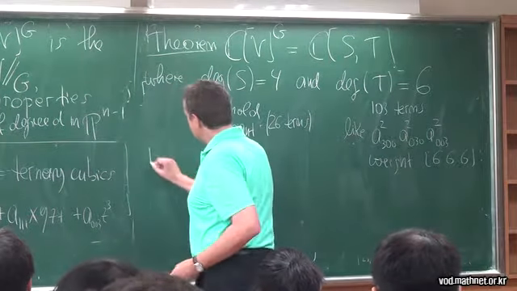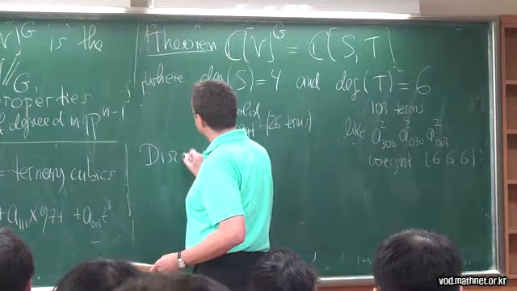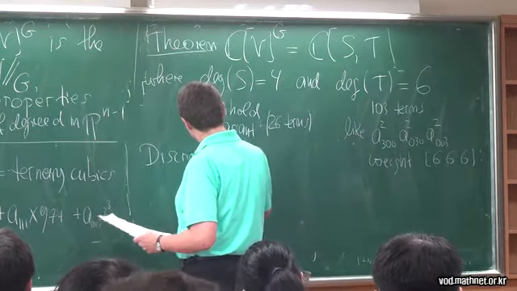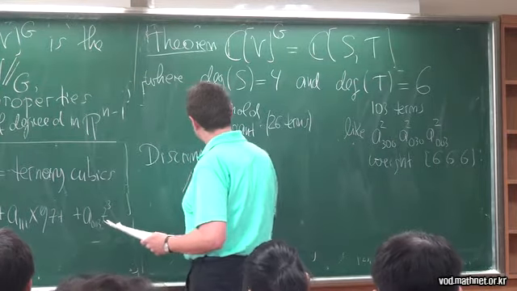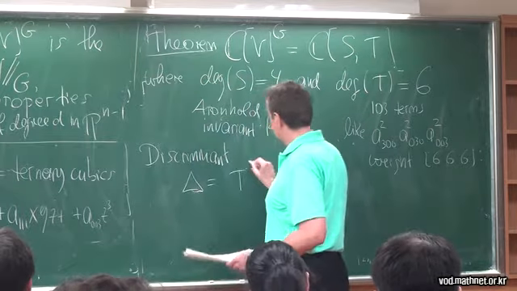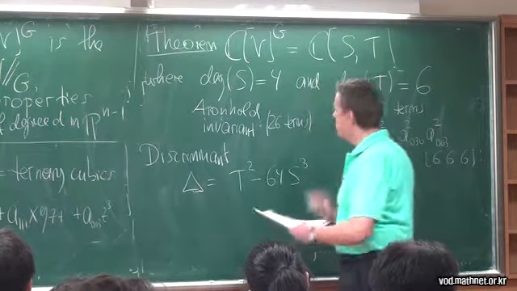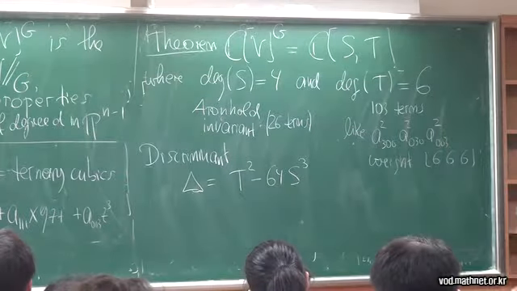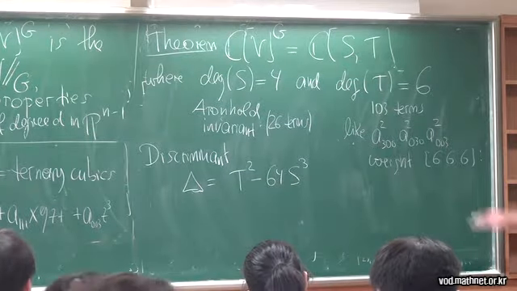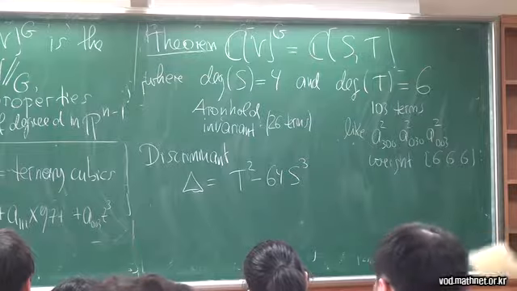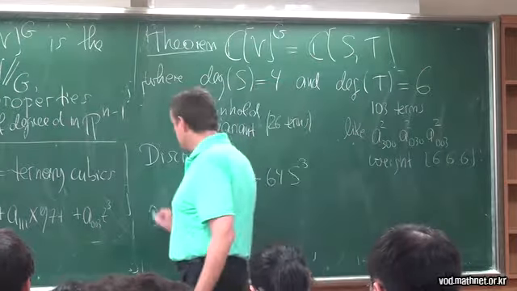There's the discriminant of a ternary cubic, that's an invariant of degree 12. That's t squared minus 64 s cubed. Every invariant, including the discriminant, is a polynomial in S and T. So that's the discriminant. The J invariant is very important.